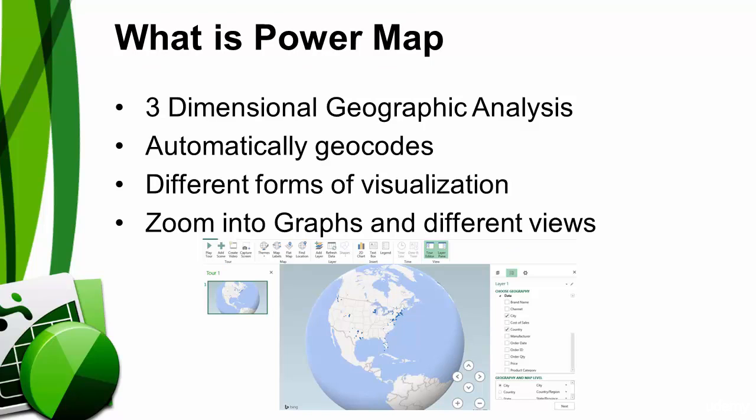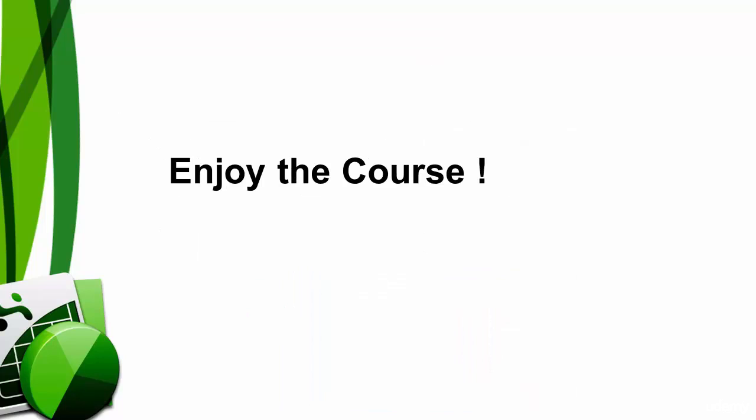Power Map is a three-dimensional geographical analysis tool. This allows you to plot your data onto geographical maps. It uses the Bing mapping engine in the background to automatically geocode your data, which is very powerful. Normally in the past you would have to work out your longitude and latitude geographical data before you could load it into a system for analysis. So Power Map really gives you different forms of visualization to be able to see this data.